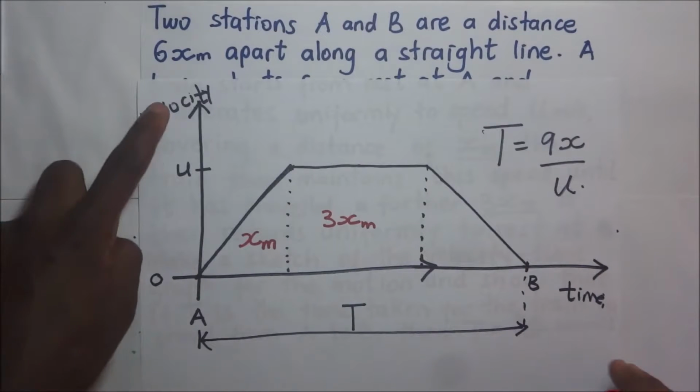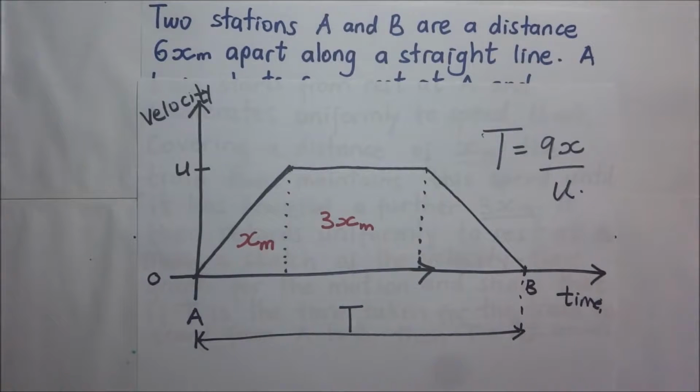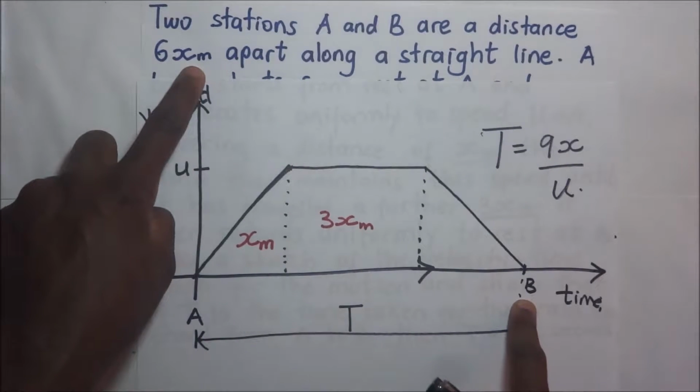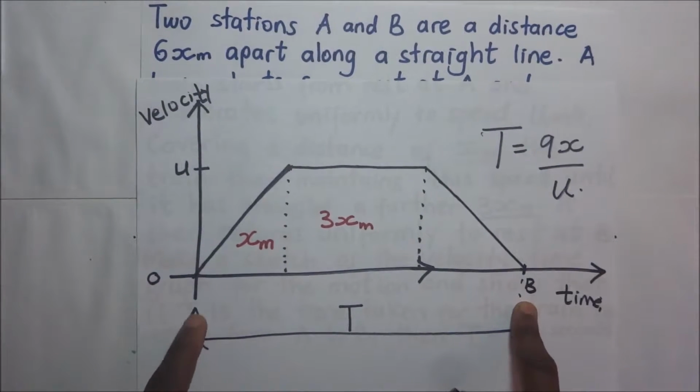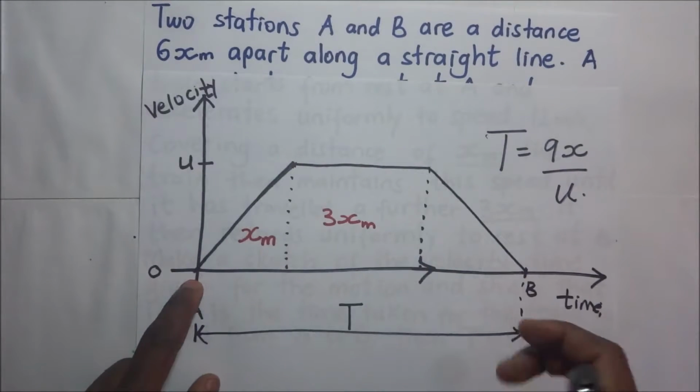The area under a velocity-time graph represents the distance covered by the particle we are dealing with. If we go back to our question a little bit, we are being told that these two stations A and B are 6x meters apart. If they are 6x meters apart, it means that the total area under this whole region is 6x.